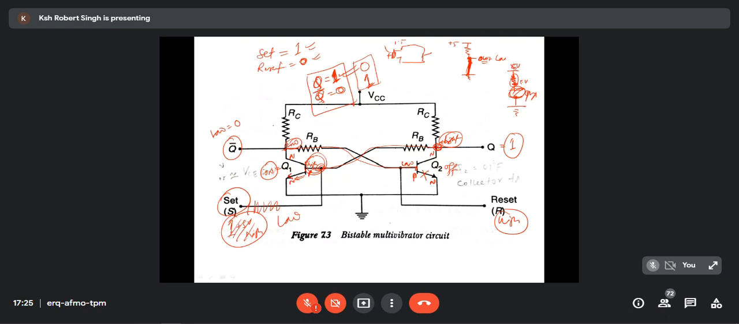So this is why we call it a bistable multivibrator. Based on the input you are giving, when the set is 1, the output is 1. Q is equal to 1. This is 1 state. When the set is 0, then Q will become 0. It is another state. High state, low state. So it can store either 1 or 0. It can be in the high state, it can be in the low state. That is why it is a bistable multivibrator. So the bistable multivibrator works like that.